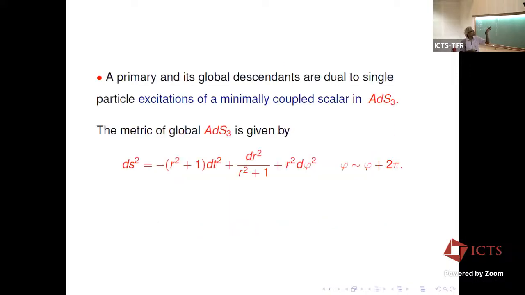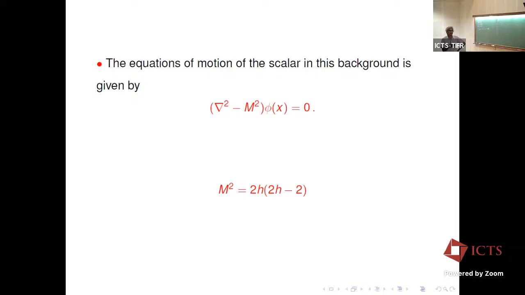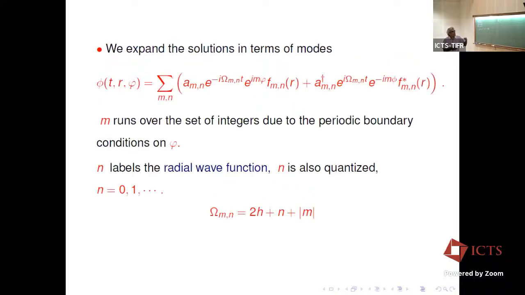Single particle states in the bulk. The primary and its global descendants are dual to a single particle excitation of minimally coupled scalars. This is the metric of global AdS, and this is a minimally coupled scalar. The mass dimension relation is the following: Delta is 2H here. You can expand these solutions, excitations, in terms of modes. I think everybody knows this. These can be written explicitly.